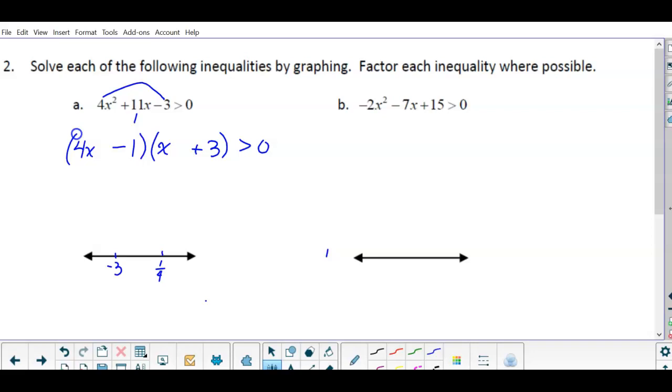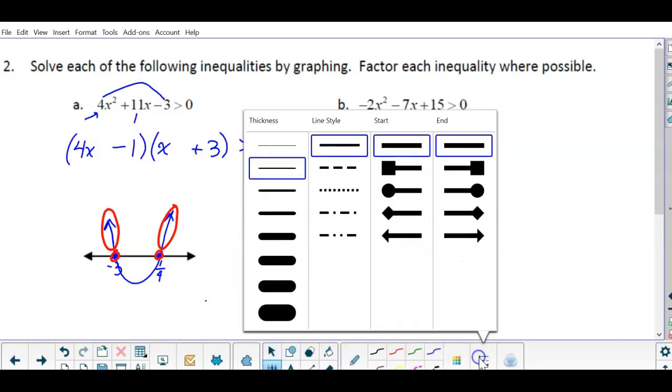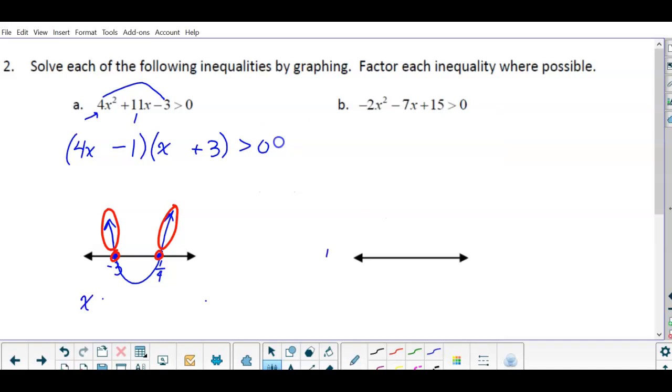Okay, so you don't have to scale it out. If you were to graph this, its leading coefficient is positive. So it would look something like that. Where is that graph above the x-axis? So here and here with open circles. So your solution set is going to be x less than -3 or x greater than 1/4. Okay, so we solved that by doing a quick sketch. So I solved by graphing.